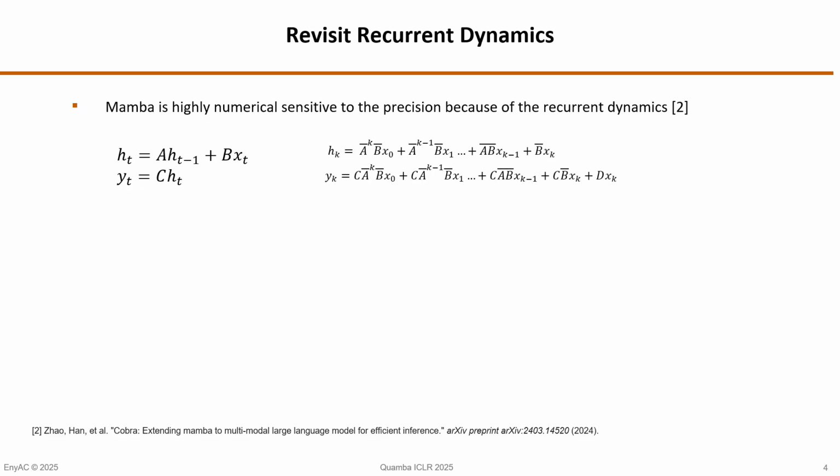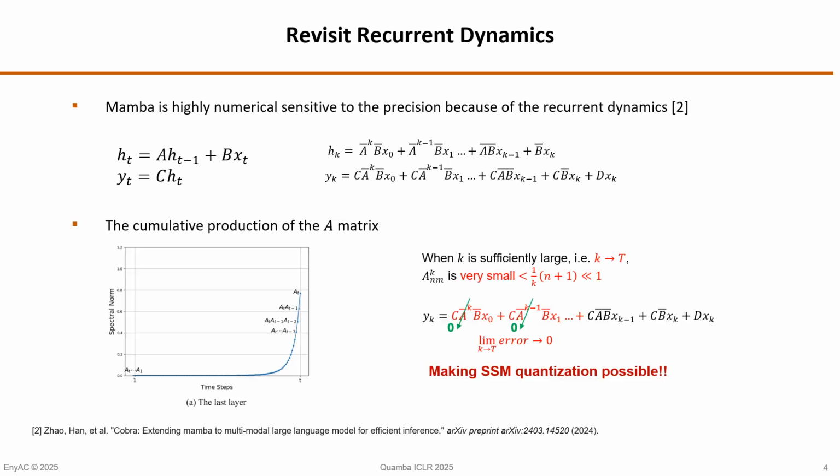Although several papers say that Mamba is highly numerically sensitive to precision because of the recurrent dynamics, we found that may not be the major issue for quantizing state space models. We visualize the spectral norm of the cumulative product of the A matrix from a trained model. The figure shows that the quantization error will not propagate and actually converges. These observations make SSM quantization possible.